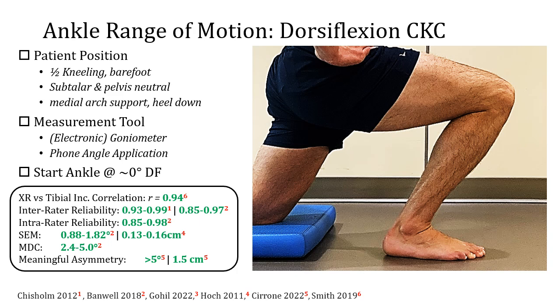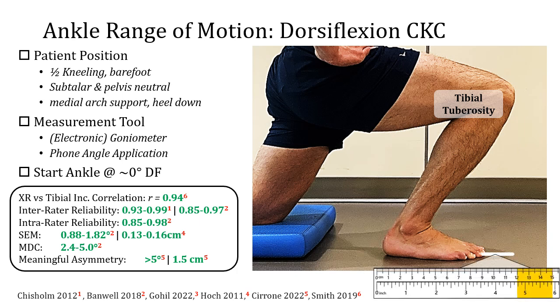You can see that the reliability, the standard error of measurement, and the meaningful asymmetry values are shown there. You're going to put the corner of the phone on the tibial tuberosity. Though it has been described that you can measure the distance between the toe relative to the wall, that's fine.